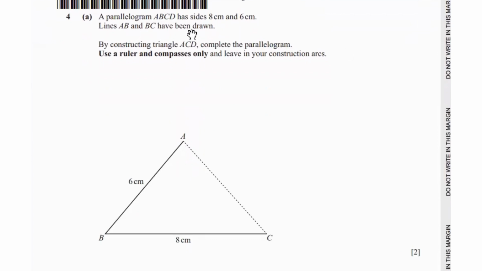Question 4 says a parallelogram ABCD has sides 8 centimeters and 6 centimeters. Lines AB and BC have been drawn. By constructing triangle ACD, complete the parallelogram, use the ruler and compasses only, and leave in your construction arcs. So we're basically going to replicate this triangle on the right-hand side as well. So for that, let me go to the website and show you how to construct this.